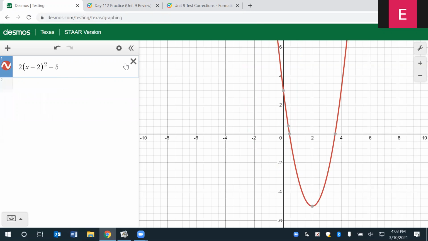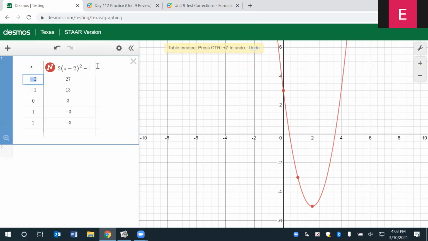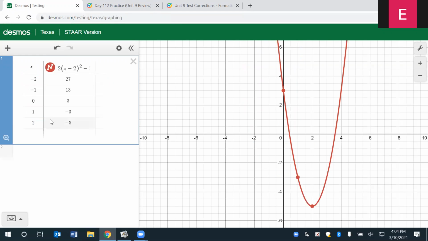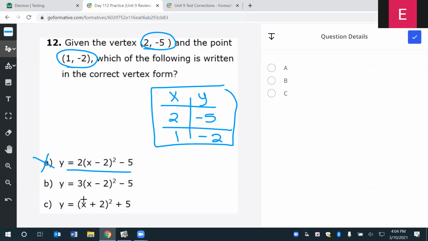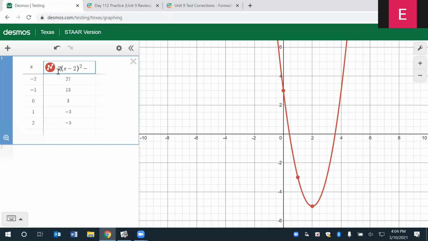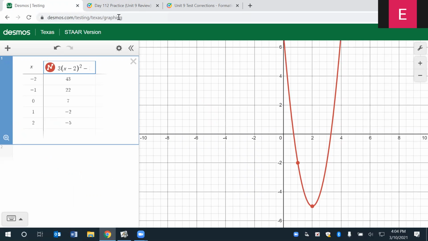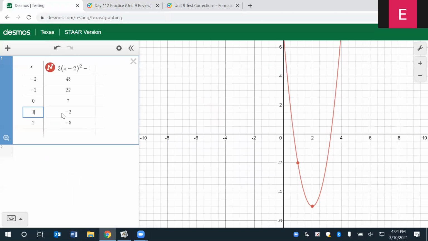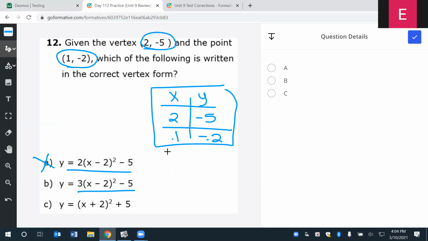Okay, so that's the first one. I'm going to click settings, click table, and I'm going to look for those 2 points that I had, 2 with -5, 1 with -2. 2 is with -5, 1 is not with -2. So A is not the answer. I'm gonna type this one, 3 - 2 - 5. Okay, so again, I'm looking 2 with -5, 2 is with -5, and I want 1 with -2, 1 is with -2. So then both of the points match for this equation, so this is my answer.